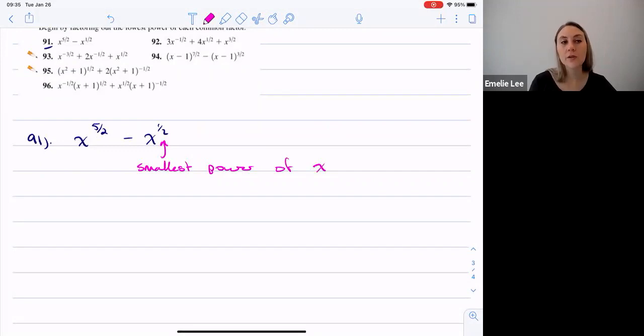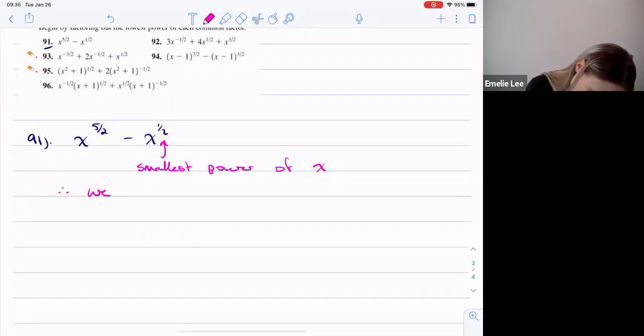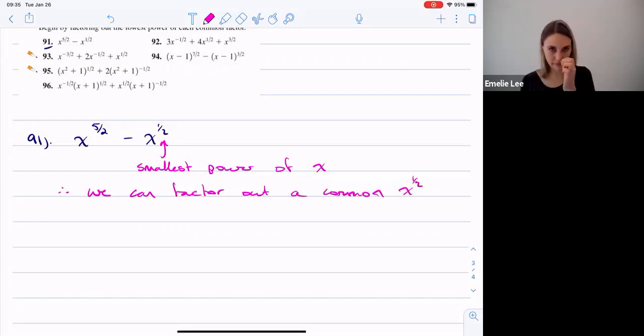Okay. So that means that we can extract an x to the power of 1/2 from each of these terms. So therefore, we can factor out a common x to the 1/2. How are we going to do that?